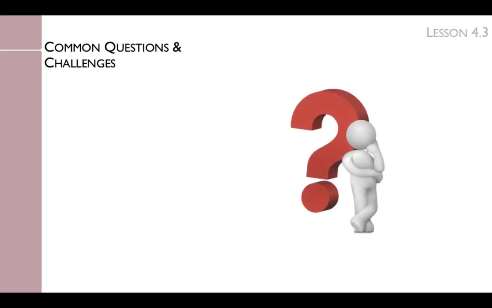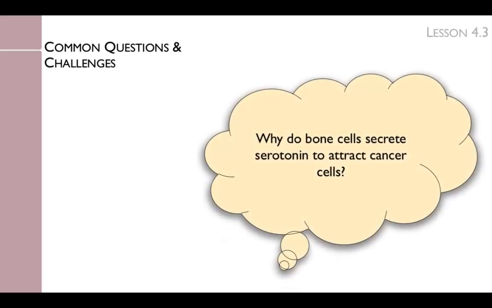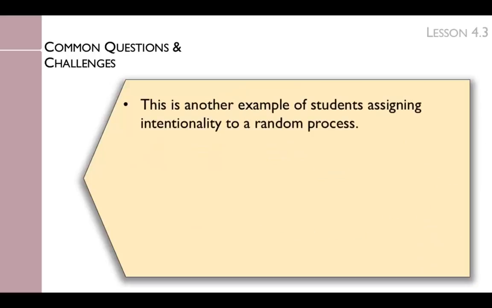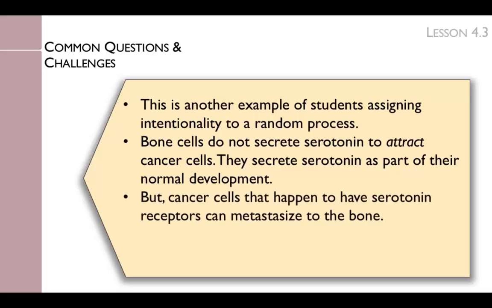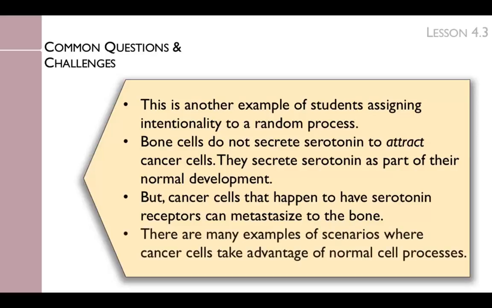One of the most common questions students ask is, why do bone cells secrete serotonin to attract cancer cells? This is another example of students assigning intentionality to a random process. Bone cells do not secrete serotonin to attract cancer cells. They secrete serotonin as part of their normal development. But cancer cells that happen to have serotonin receptors can metastasize to the bone.